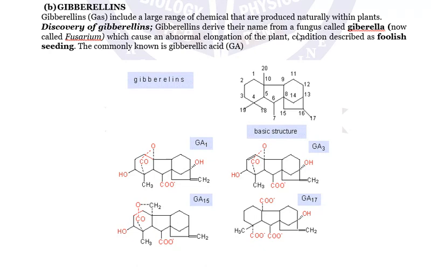Now let's see what made scientists discover gibberellins. Gibberellins are named from a fungus called Gibberella, now called Fusarium. It is Gibberella, and nowadays it is known as Fusarium. So why did it take its name from the fungus Gibberella?